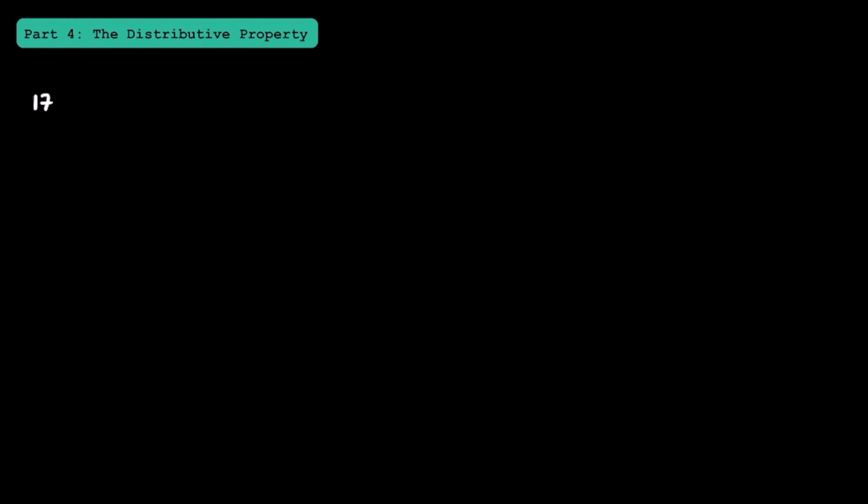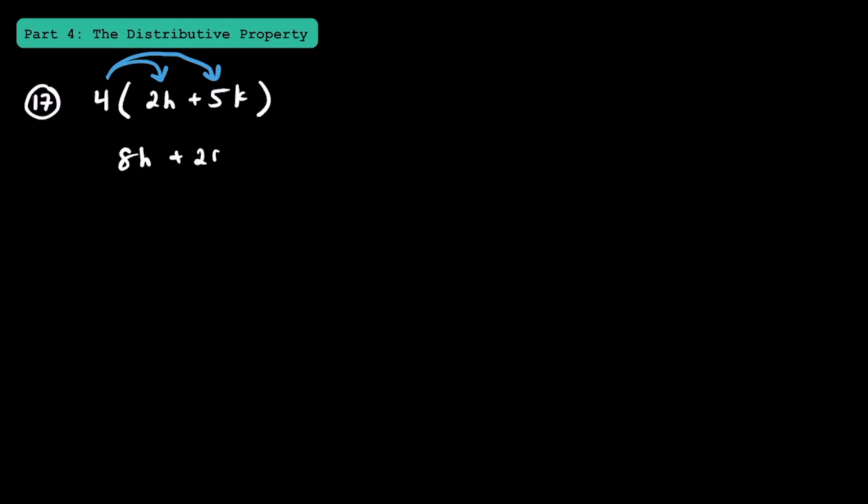Here's 17. We have 4 times the quantity of 2h plus 5k. To rewrite this using the distributive property, we're going to first multiply this 4 times this 2h because it really means that we have 4 of these 2h's. 4 times 2h is equal to 8h, and then we have 4 of these 5k's, or 4 times 5k. That's going to equal 20k. Using the distributive property, this is our equivalent expression.